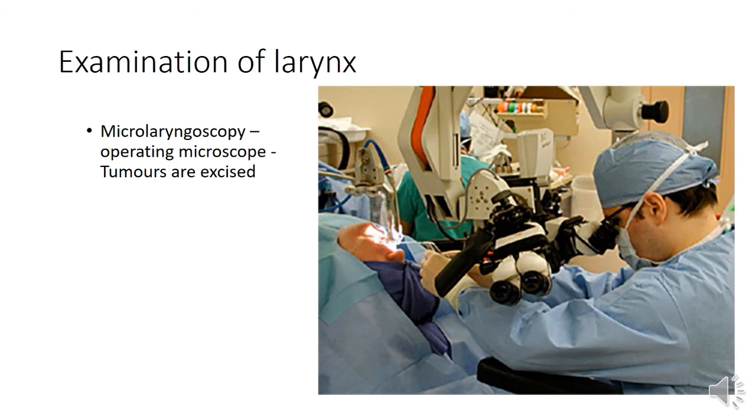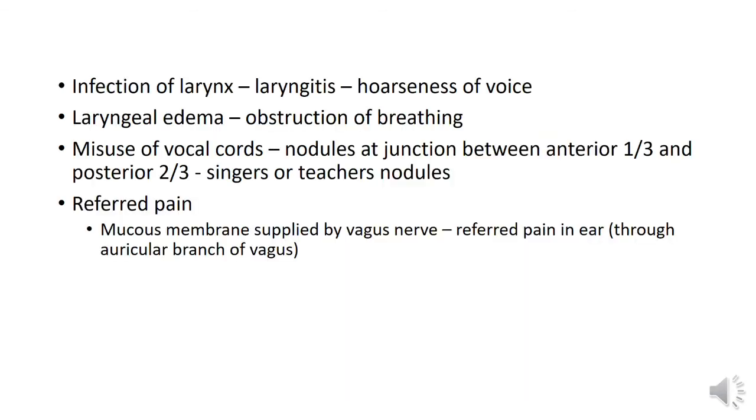Moving on to other clinically relevant features. The infection of larynx is called laryngitis, and this causes hoarseness of voice. Laryngeal edema can cause obstruction of breathing. The misuse, or rather overuse, of vocal cords can produce nodules at junction between anterior 1/3 and posterior 2/3 of the vocal cord, and these are called singer's nodules or teacher's nodules, because these are the professionals who use the vocal cords so much.